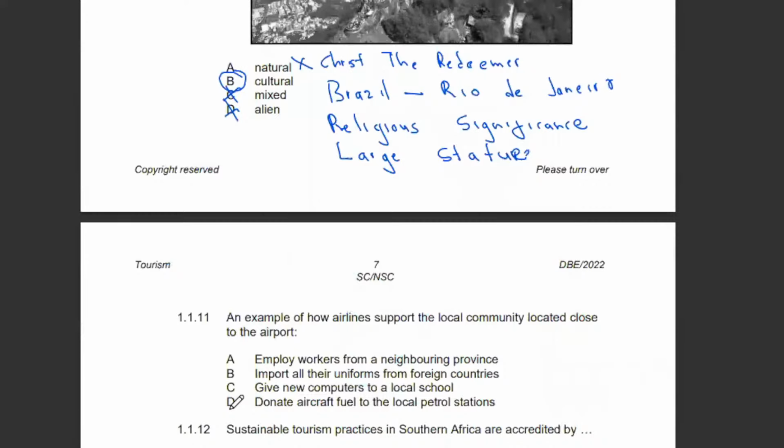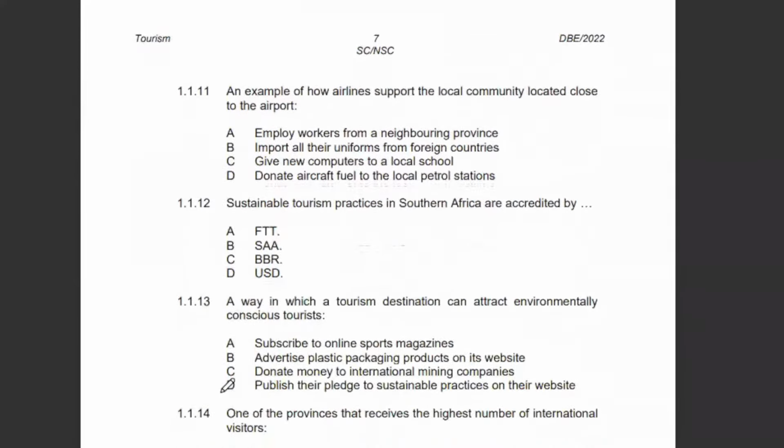Now let's move on to 1.1.11. An example of how airlines support the local community located close to the airport. How can local airlines support the local community? This question falls under the topic sustainable and responsible tourism, whereby we talk about the 3 pillars of sustainable tourism.